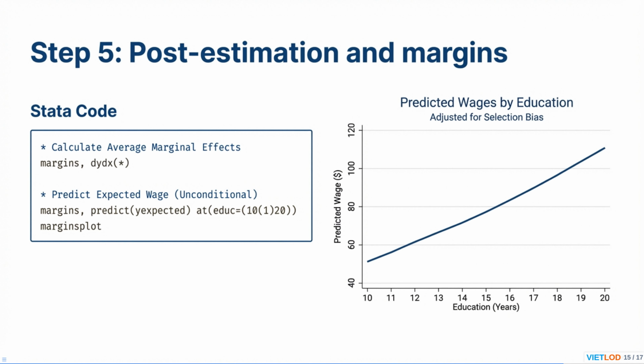Following our Heckman model estimation, Step 5 focuses on post-estimation analysis, particularly using Stata's margins command to interpret the results meaningfully. First, the margins dydx asterisk command allows us to calculate the average marginal effect of each variable on the potential wage, providing a clear understanding of how each factor influences the outcome after accounting for selection bias. Next, to visualize the predicted relationship, we use margins predict y expected at ed equals 10, 1, 20.